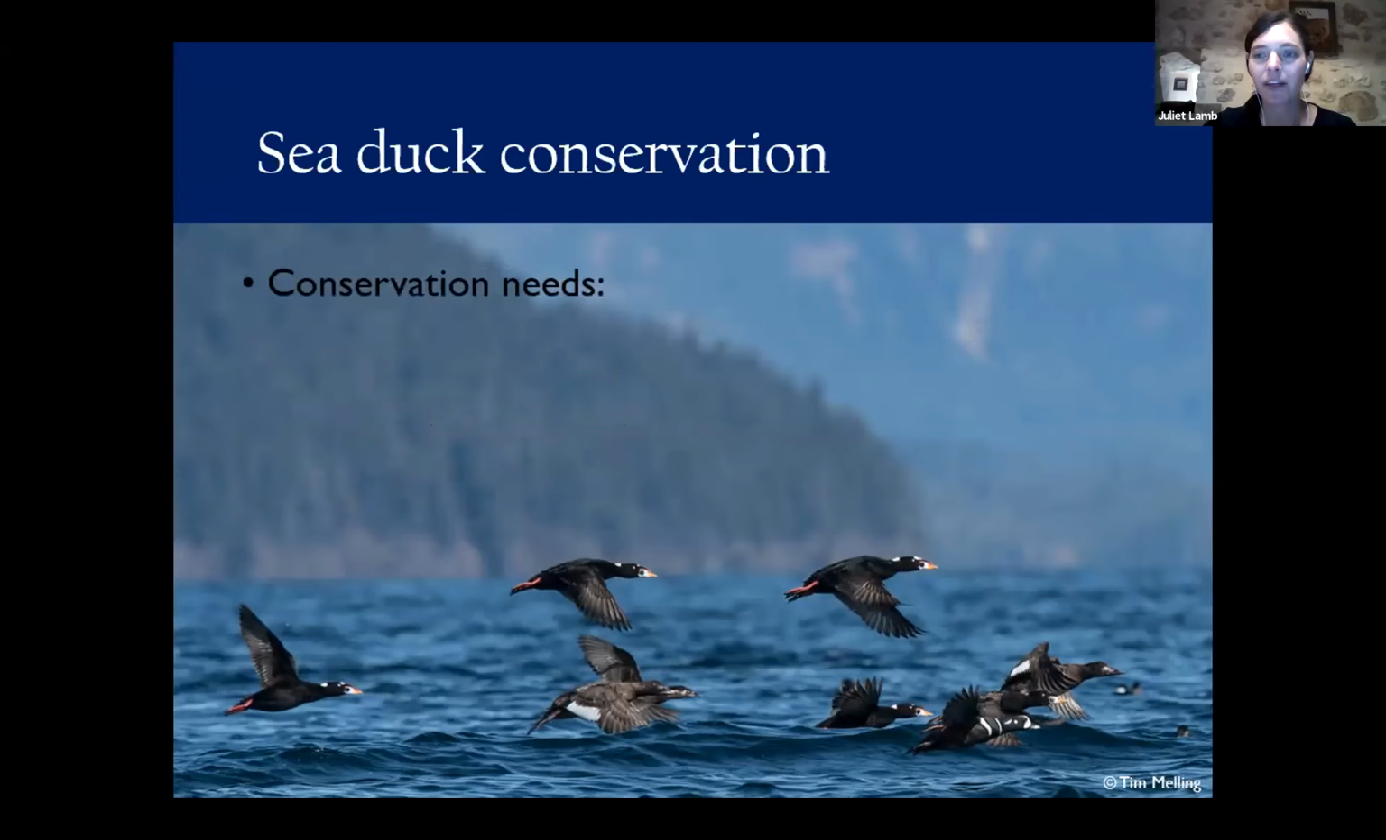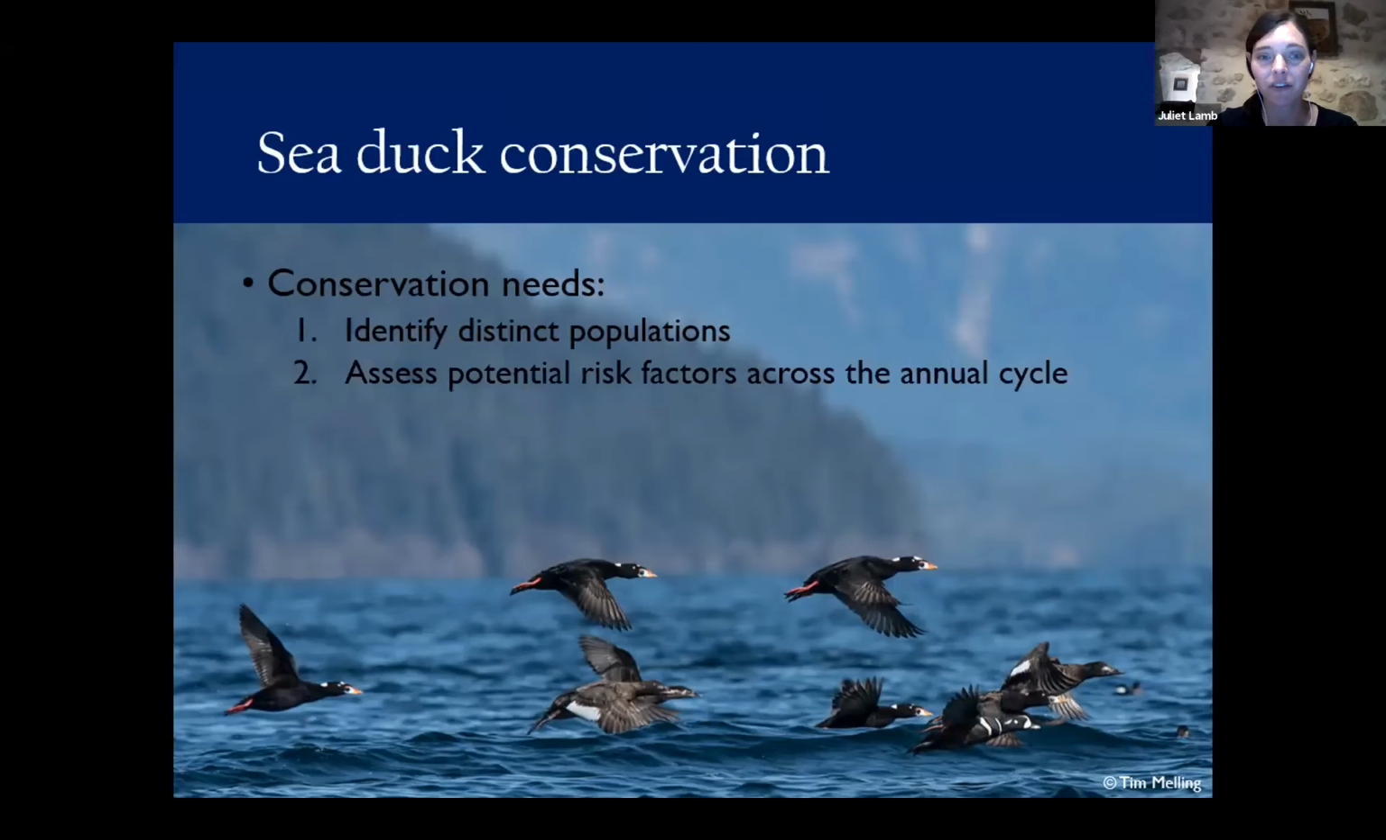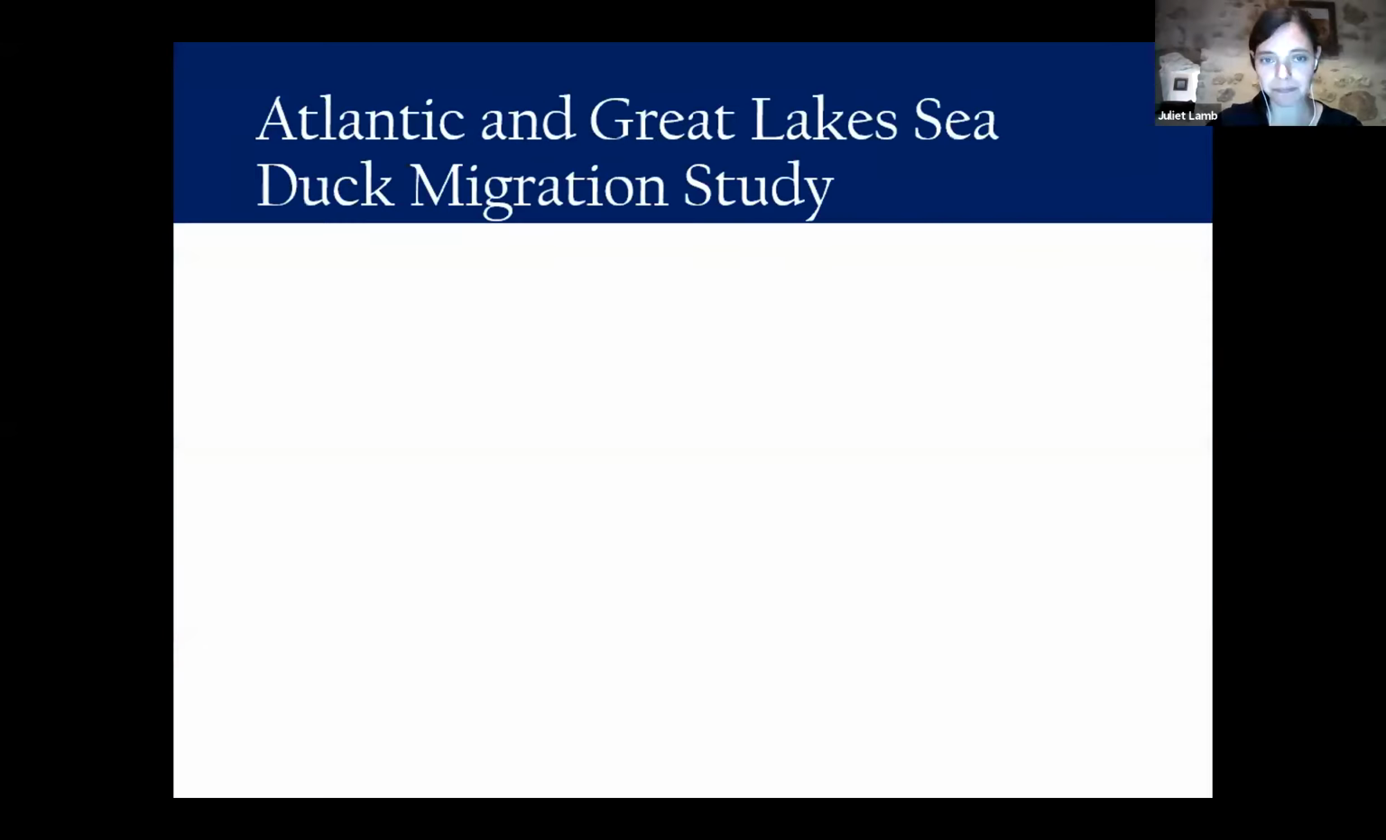So some of the needs that my study was trying to address or to see whether there are distinct populations that might be subject to differential harvest pressures, to assess potential risk factors across the annual cycle. So in all stages and all habitats, including those migratory staging locations that are distinct, and to prioritize habitat areas for conservation.